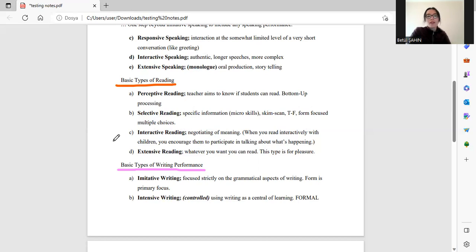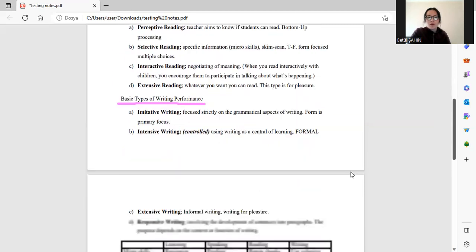Interactive reading, third one. And this is actual negotiation of meaning. When you read interactively with kids, you encourage them to participate in talking about what's happening. It's a kind of interaction. And last type of reading is extensive reading. This is informal, and you can read whatever you want. This type is for fun, for pleasure. It's up to you, whatever you want to read.